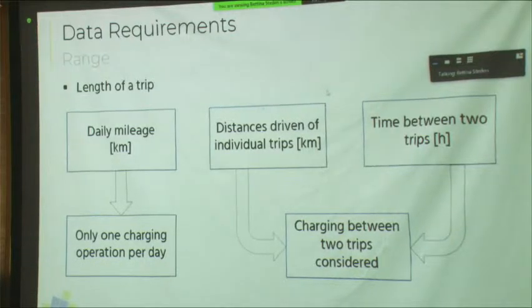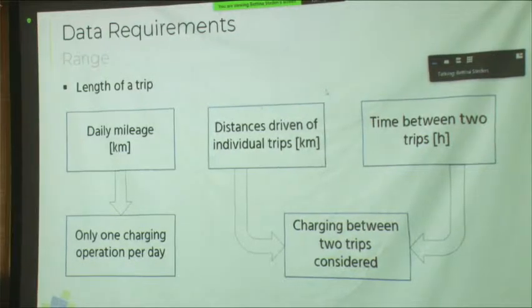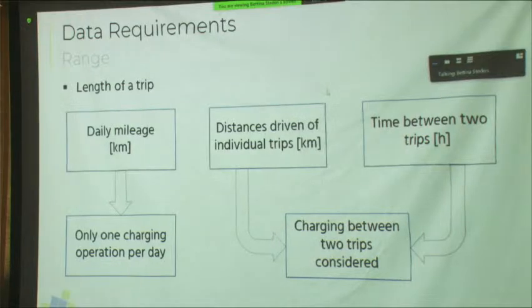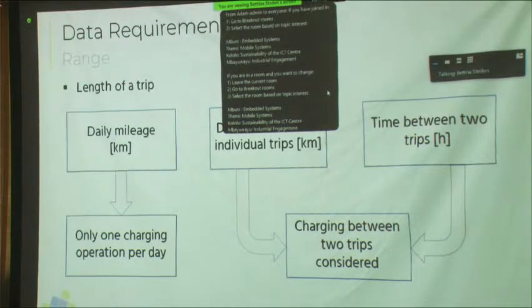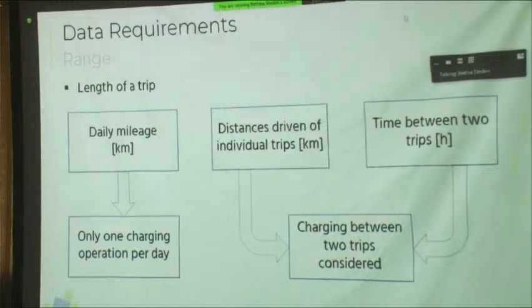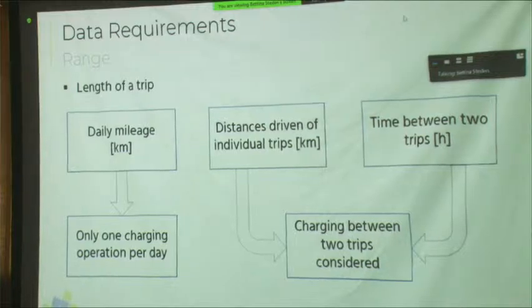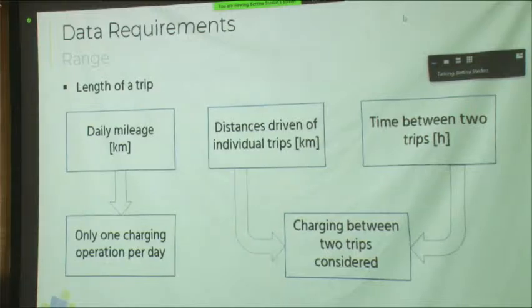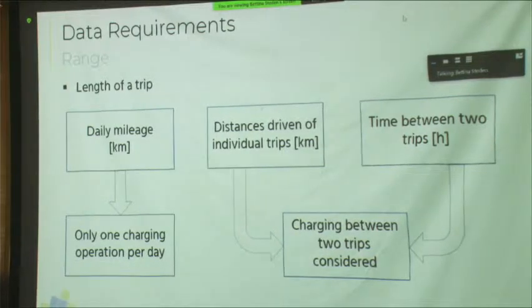But we could also look at the distances of each individual trip, for example. And with this approach, we would need to consider charging operations in between. So we also need data on the time that we have between 2 different trips. This might lead to lower range requirements compared to only looking at the daily mileage.